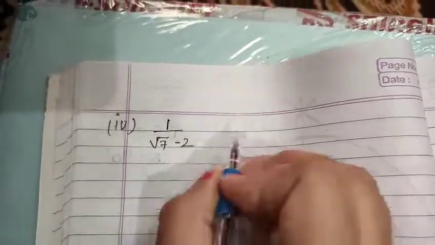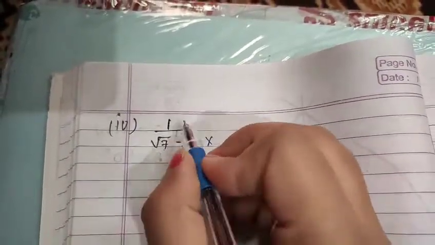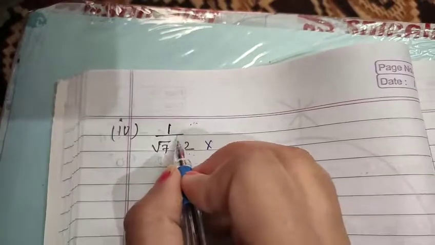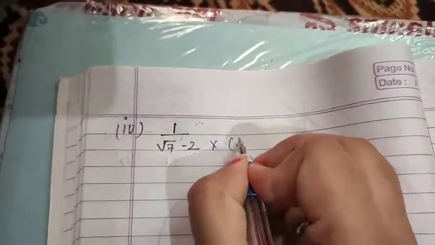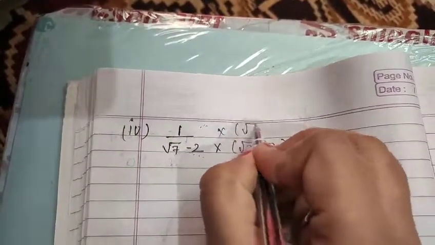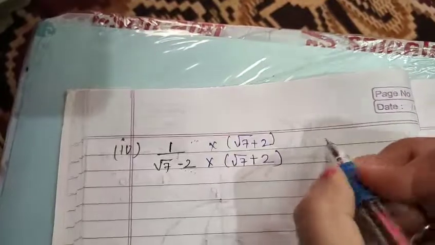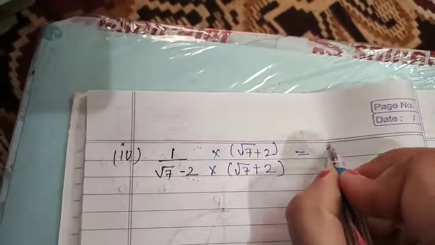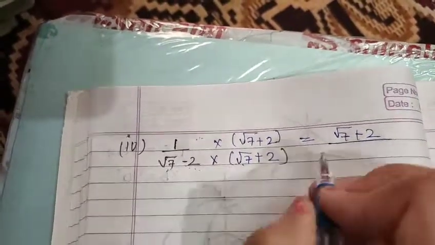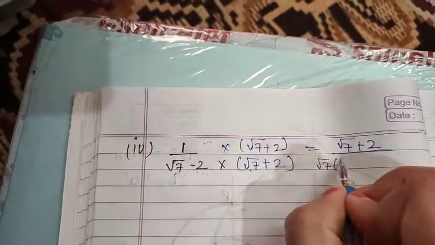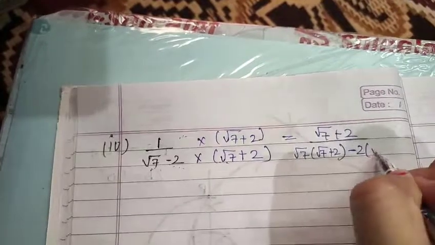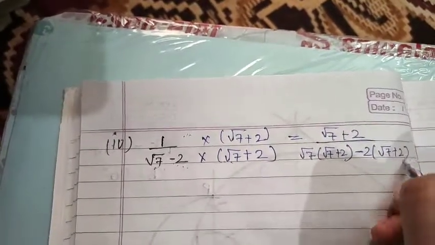You have to rationalize it. I have already told you that for rationalization we have to multiply this number in the numerator and denominator, but we have to change this sign. So now what we have to multiply, root 7, here it is minus, so it will become plus 2. Multiply the same in the numerator also. Now when you multiply it, it will become root 7 plus 2 divided by, now multiply one by one. Root 7 will multiply this bracket, and now minus 2 will also multiply the same bracket, root 7 plus 2.